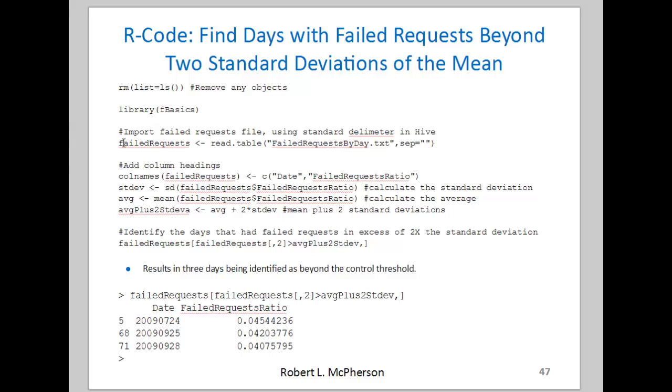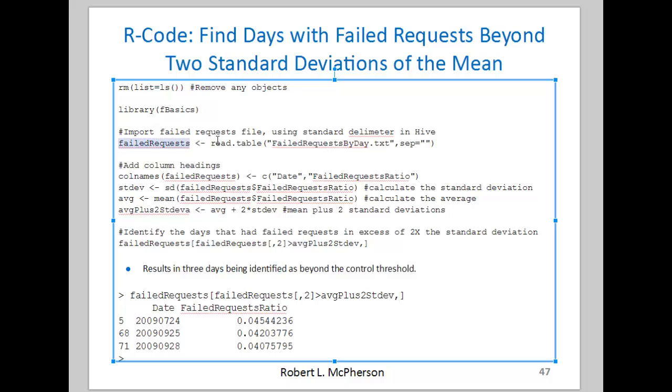First I read the data into a variable called failed requests, and then I add column headings. And I take the standard deviation, I take the average, and then I create a variable that has the average plus 2 standard deviations. And you can probably guess where I'm going with this. I'm creating a control chart. So I want to create a control chart over time.